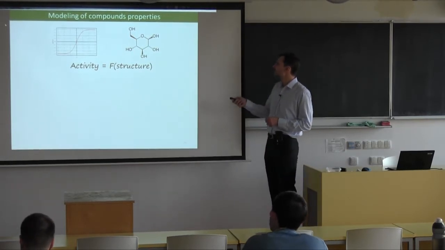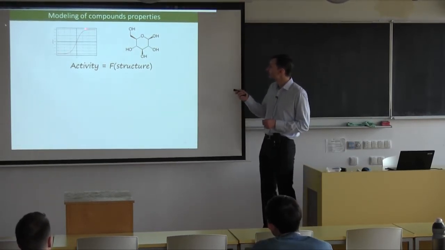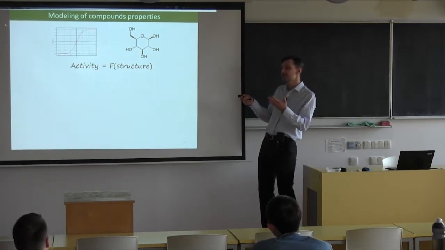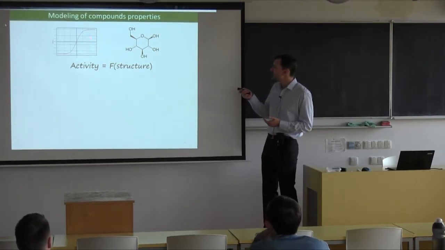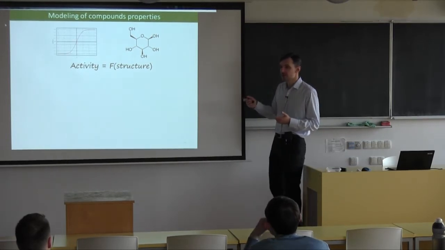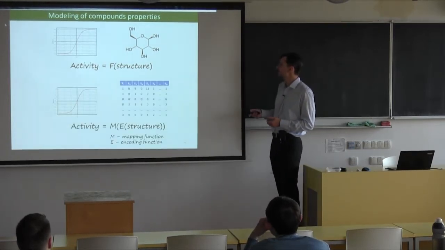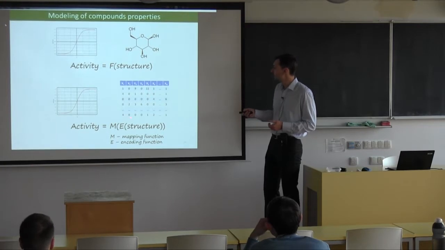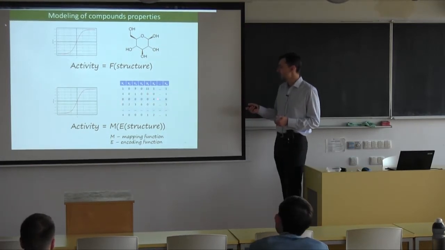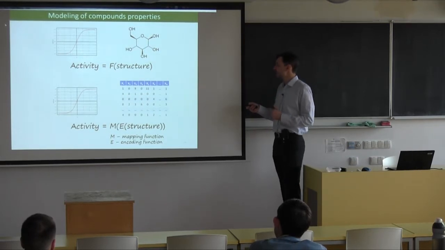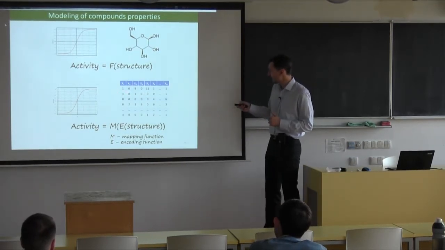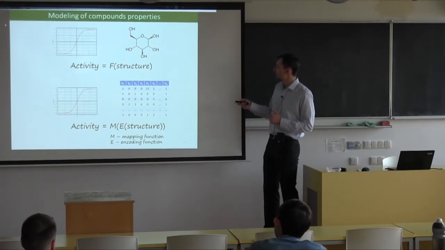So the goal is to find the correlation between some activity value and the structure. And directly it is quite difficult to find this relationship. Therefore, usually the structure is represented with some numbers, encoded with some numbers, and then machine learning methods try to find a mapping of those compounds, represented by feature vectors, with the activity value.